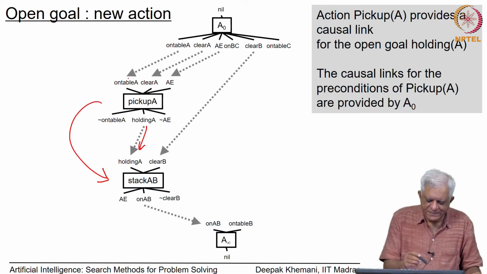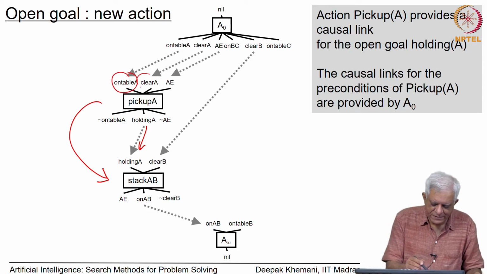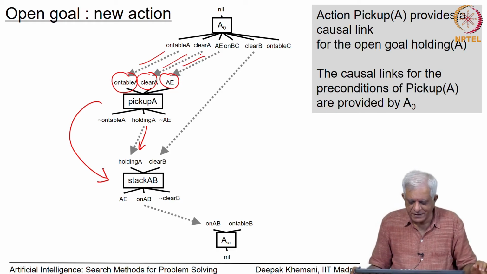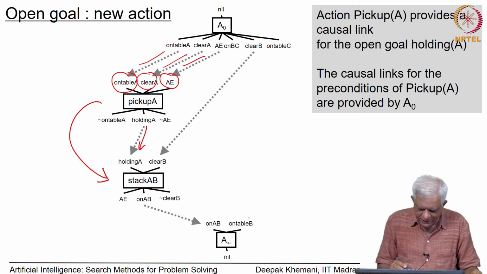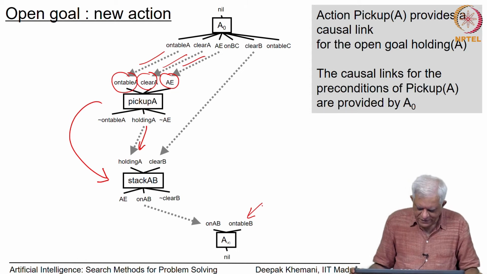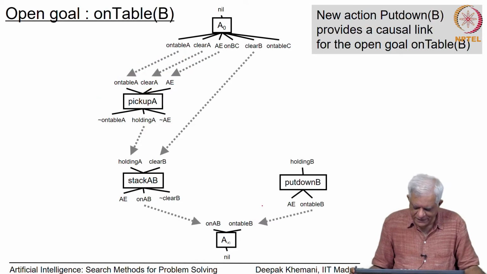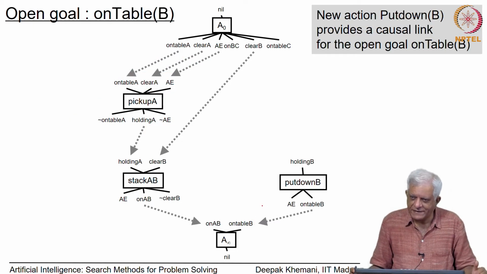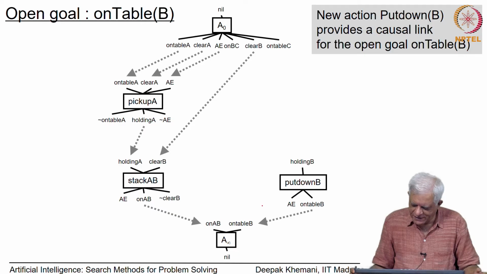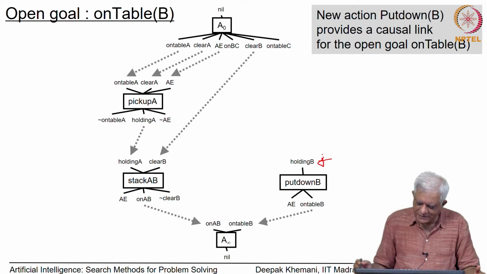There are steps that I will skip. For each of these open goals, we can establish links from the start action because they are true in the start state. So, we have now addressed many open goals, but we are left with one which is still to be addressed, and you can see that it says that B should be on table, and we know that the action which will do that is to put down B. So, we add that action to the plan, add the corresponding causal link, add the corresponding ordering link, and then we find that there is still one open goal left in the plan, which is holding B.